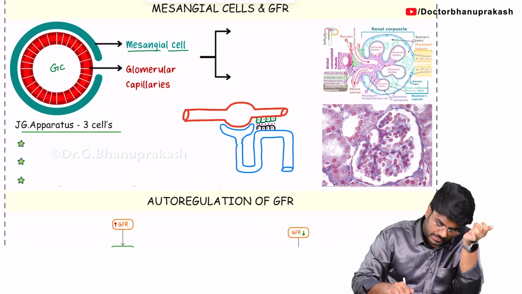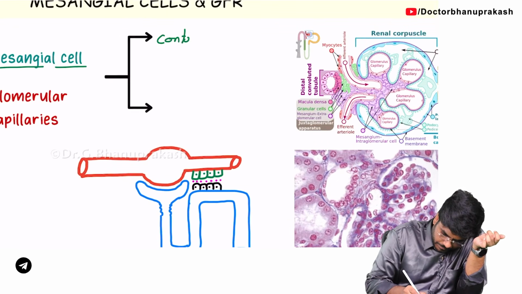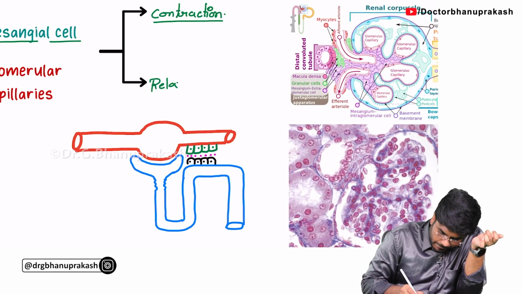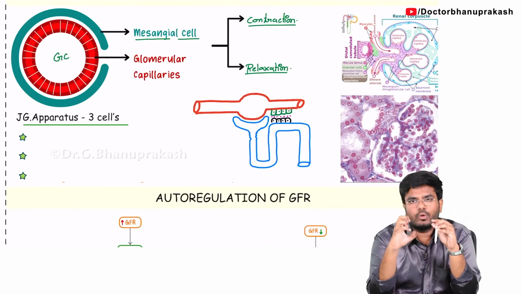See, these mesangial cells sometimes can undergo contraction. They are like smooth muscles, guys. Sometimes they can undergo contraction, sometimes relaxation. You think logically and tell me. Imagine this is the glomerular capillary. This is the mesangial cell.